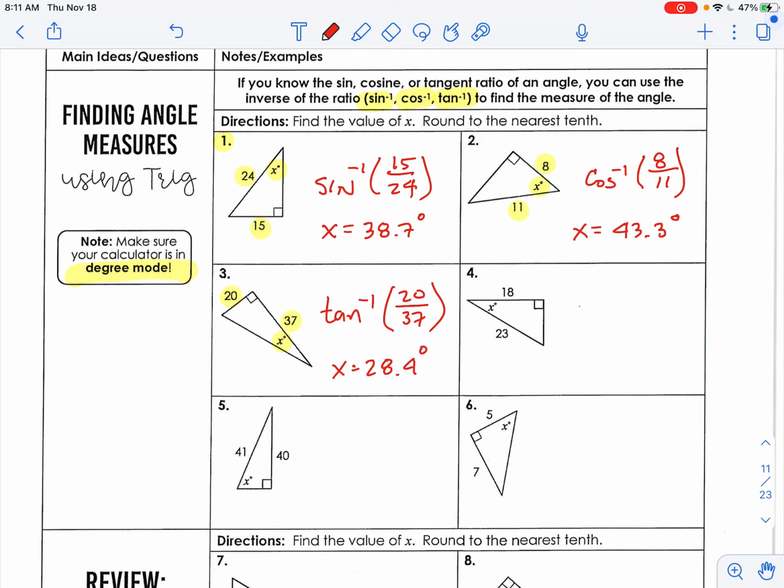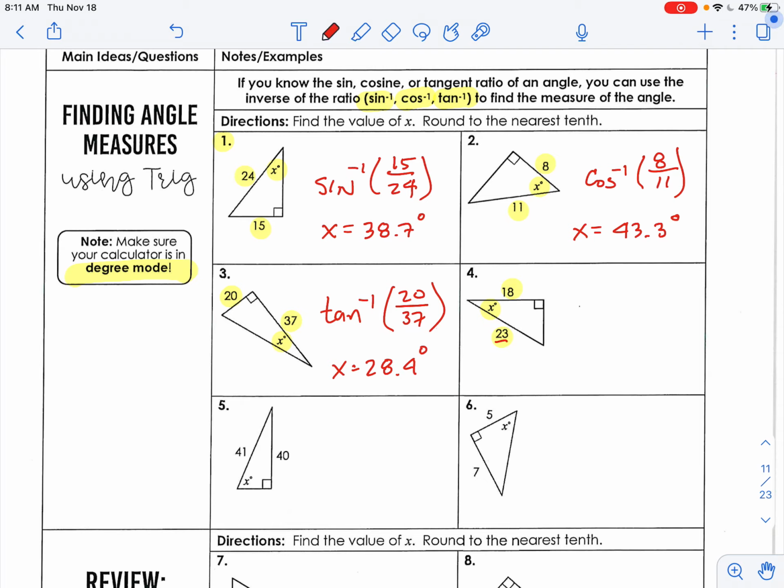All right. So for number 4, what do we have here for this one? Here's my angle of interest. Here are these two. All right. So one of these is going to repeat. So let's look at it here. First thing I can check for is, do I have a hypotenuse? I do. Okay, 23 is the hypotenuse.